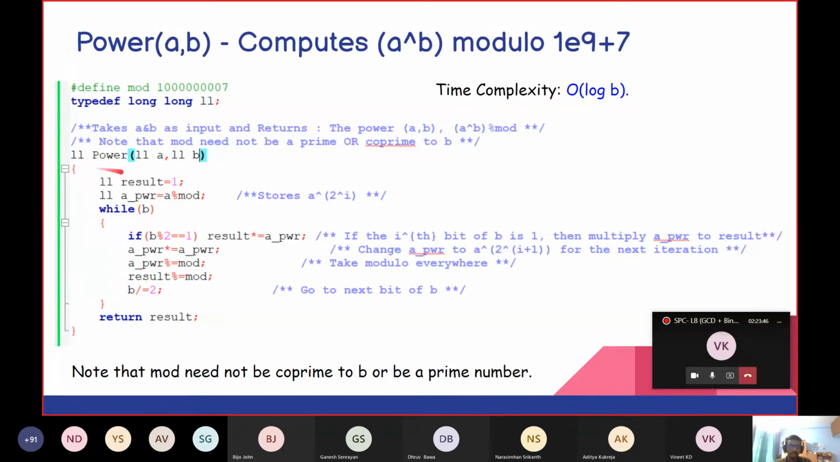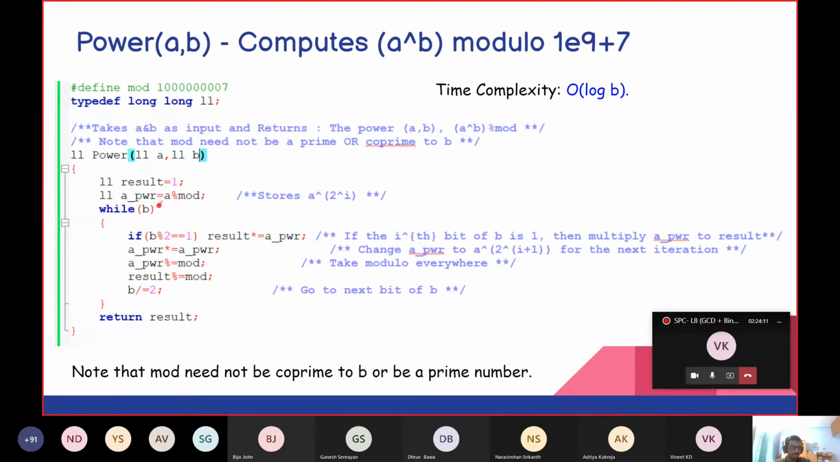Now, LL power, LL a, LL b. We will do the same thing. I will give a result and I will give a power. Whenever I am computing, I am only multiplying more and more numbers to result, doing result equal to result into a power. So when I multiply something to result, I can ensure that the number being multiplied is less than mod. Initially result is 1 and initially a power is a percentage mod.